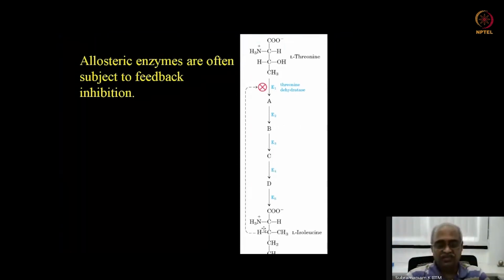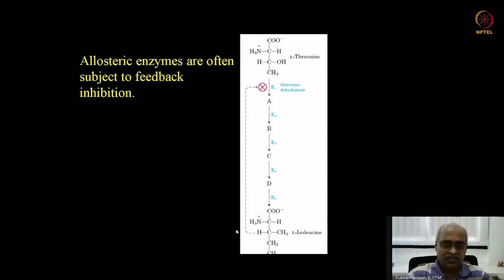If isoleucine is present in large excess, like you ate food that, when digested, produced a lot of isoleucine, the cell need not make isoleucine using its reserve threonine. So when you have a lot of isoleucine, this entire step can be inhibited. Usually it is the first step, and it makes sense. Why make A if you are not going to use A to make B to C to D to isoleucine? So you stop right here, close the tap at the very first step.